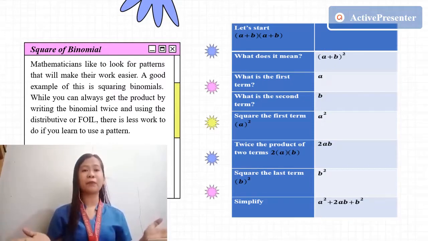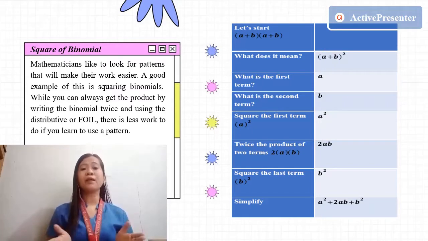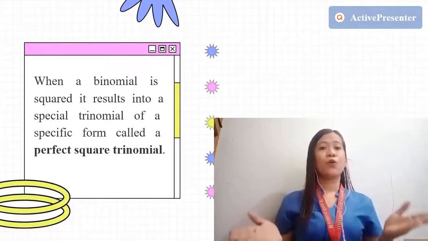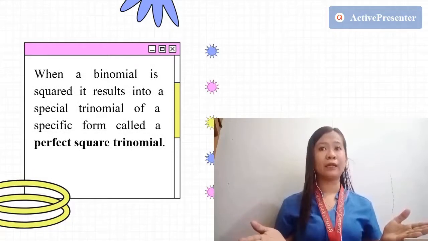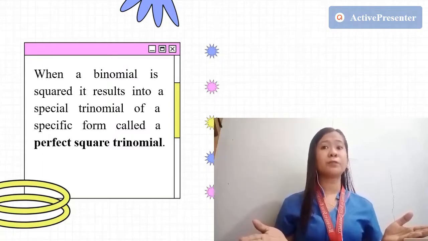Now, let us simplify. The quantity a plus b squared is equal to a squared plus 2ab plus b squared. When we get the square of a binomial, it results in a special trinomial of a specific form, and that is called a perfect square trinomial.